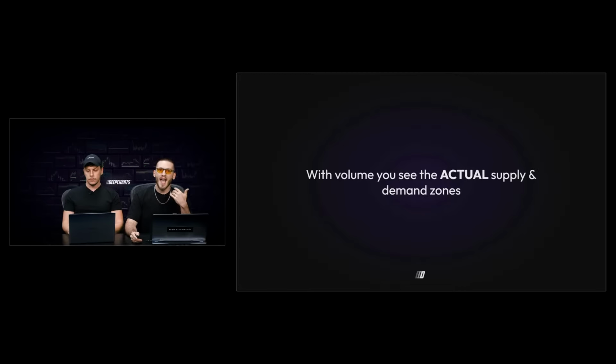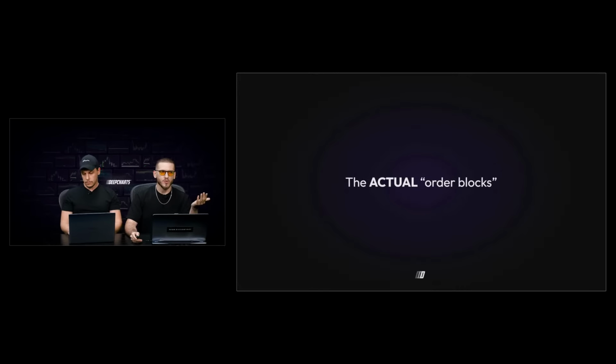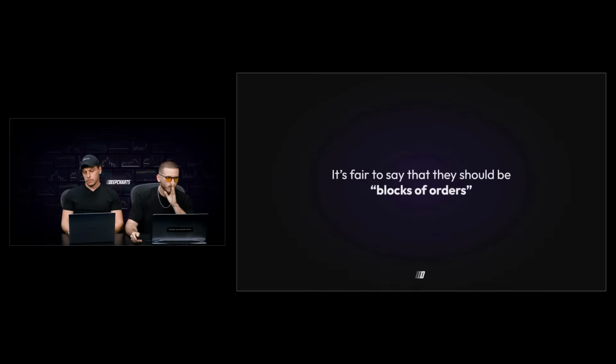So with volume, you see the actual supply and demand zones, the actual order blocks, for example. I hear a lot of people talking about order blocks. Let me tell you something about order blocks. It's fair to say that they should be blocks of orders, right? That's the name. That's kind of the definition.